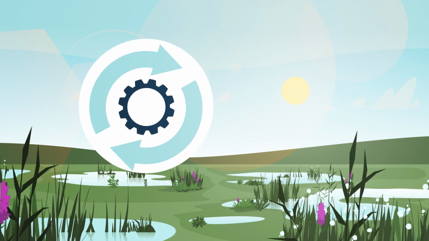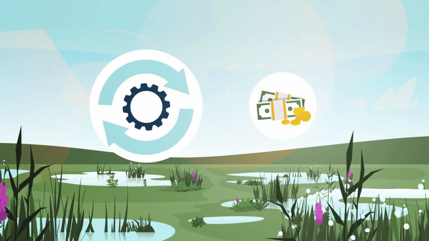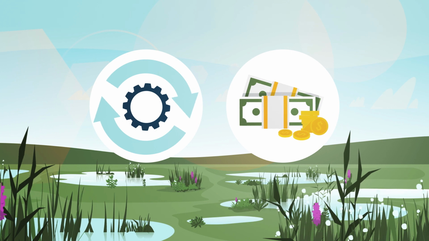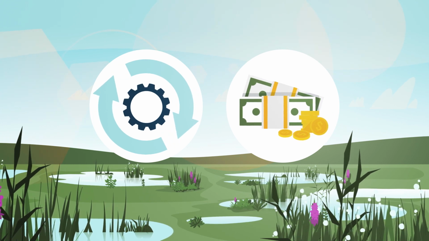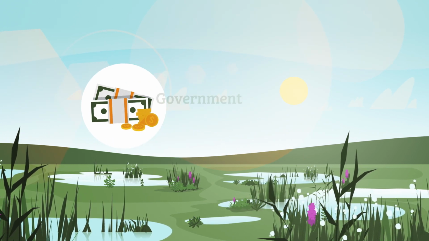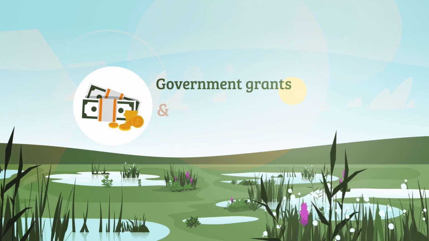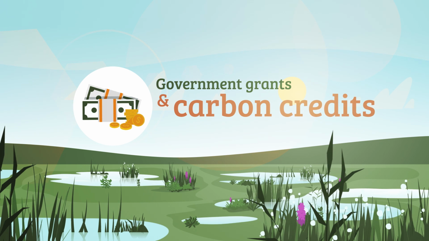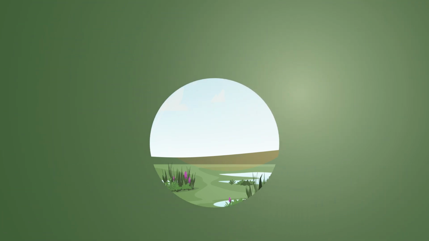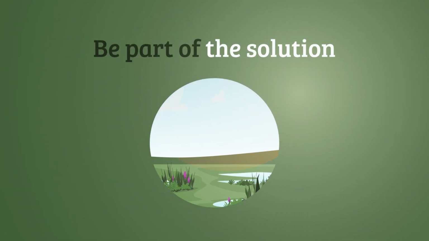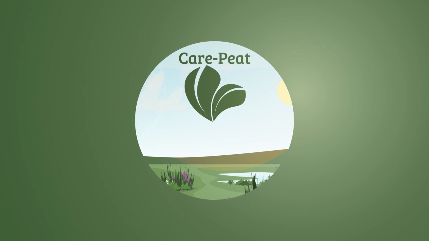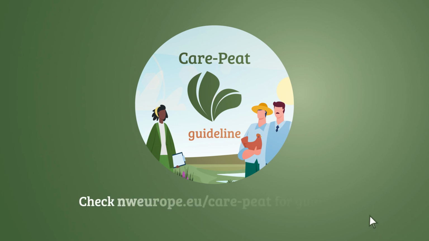They can then provide you with the best option for restoration techniques and can also help to get the whole process financed. You could receive grants from your government to restore peatlands or finance the work with carbon credits. So get inspired and be part of the solution. Care-Peat put together a guideline of models for different types of peatlands and users.